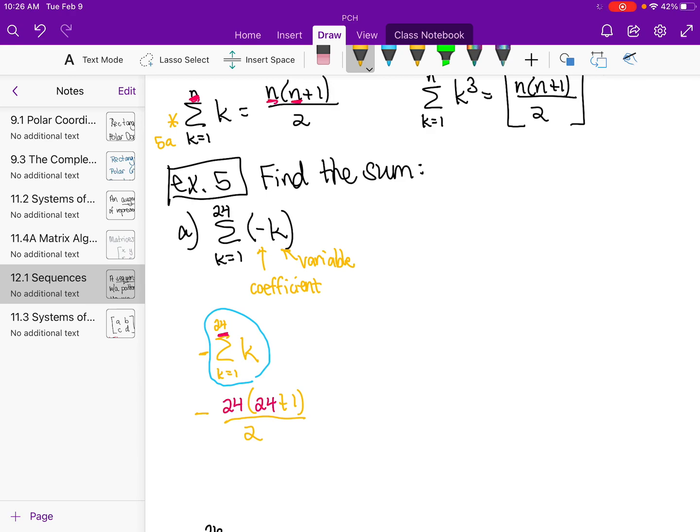So 24 times 25, let's see, 4 25s is 100 and I have 6, so 600, right? 600. Hopefully you followed that. If not, just multiply it out. So I have 600 over 2, so my answer is -300.